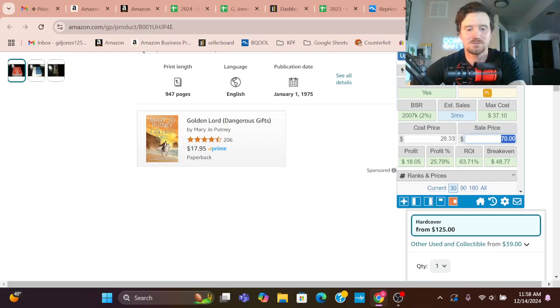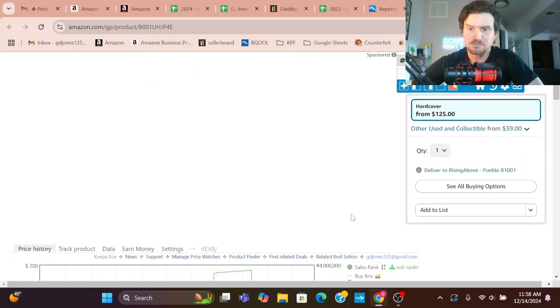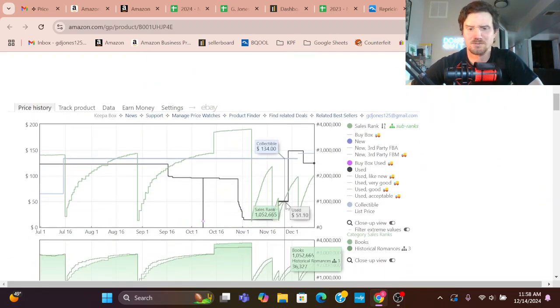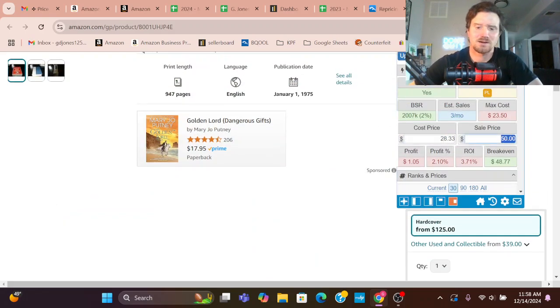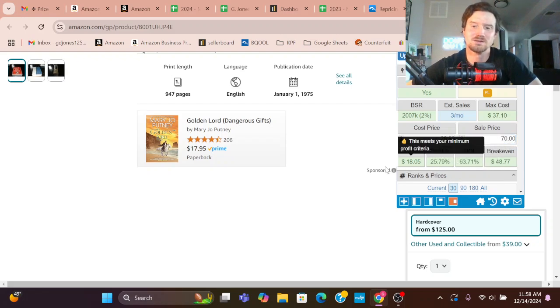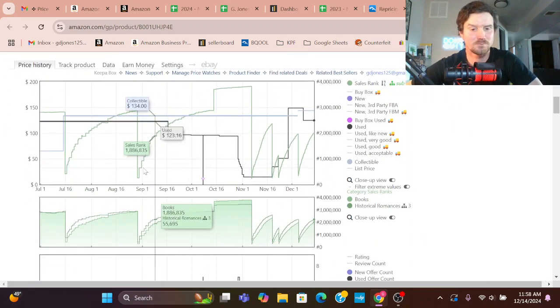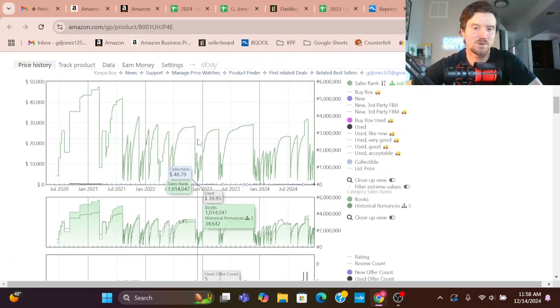But if I put it at, let's say, 50, I'm barely breaking even. I'm probably losing money if we put in all of the expenses. So I'm not going to do that. I'm going to go up a little higher, at least above 50%. I put it at 70 just because I think that's probably the price I'll be able to sell it for. But we shall see.